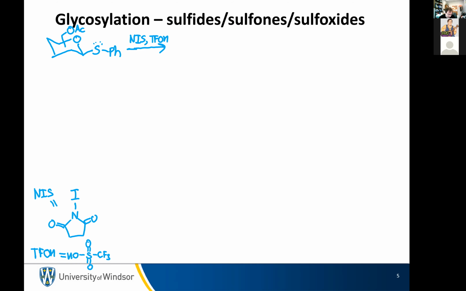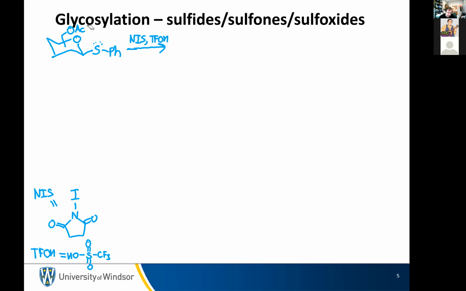And NIS, if you haven't seen it before, I really hope that this nitrogen-iodine bond is making you a little bit upset. I hate when I see heteroatom bonds, because they're inherently unstable, and this one is no exception. But what's really important to note here is you can treat this molecule pure with triflic acid and nothing happens.